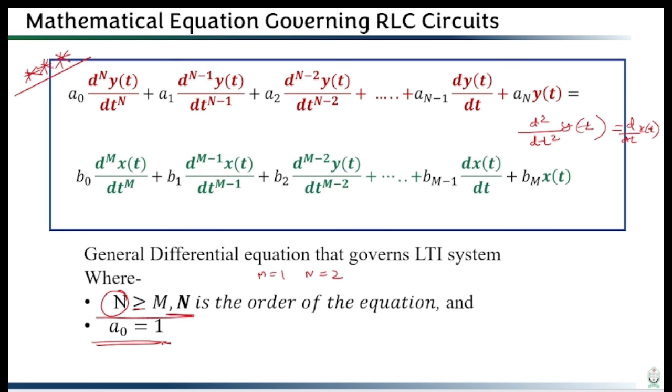So the bottom line is that the mathematical equation that governs the operation of an LTI system is a constant coefficient differential equation, and it has this generalized form, and this generalized form has some rules associated with it. If these are followed, then we can say that this is a differential equation representing an LTI system, and by solving that differential equation, we can predict the nature of the output of the LTI system.